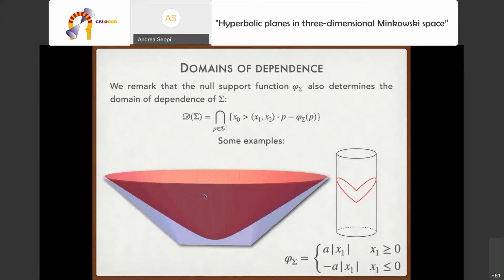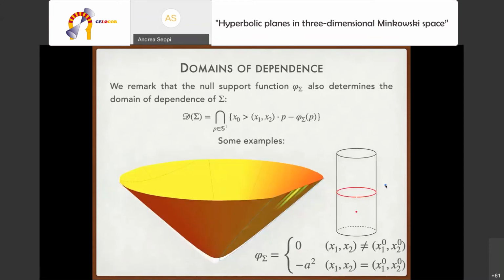This example that I pictured from Ano and Umizu, I told you before that the blue thing is the domain of dependence. In this case, the null support function is something like that. It's piecewise affine. And this other example, which is yellow because it's not a hyperbolic plane, in this case, the null support function has a jump. So this point here is basically the direction to which finite length geodesics converge. So this jump here is basically the reason why this surface is incomplete. And I want to try to make this formal in the last part of the talk.